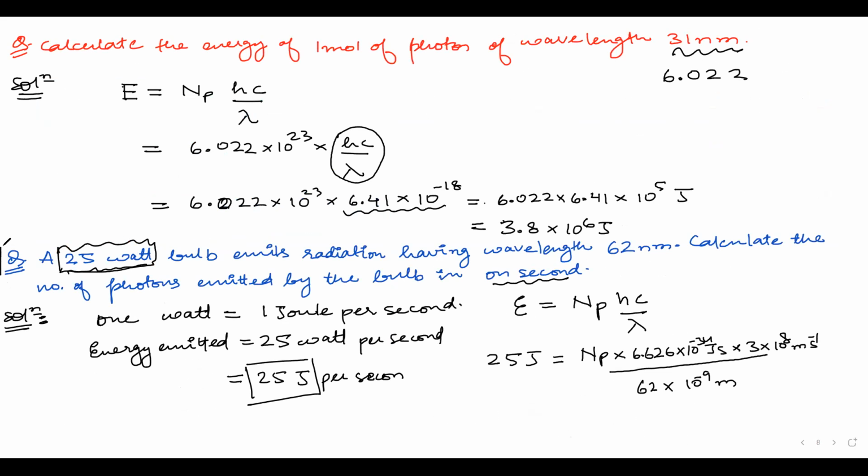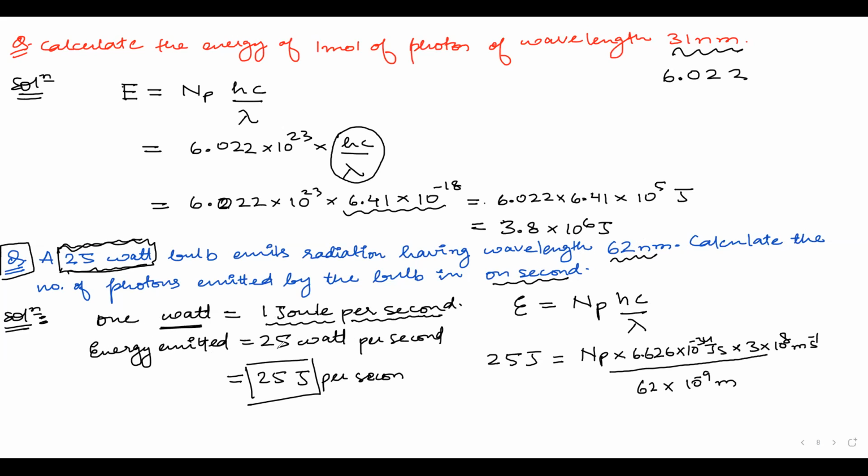A 25-watt bulb emits radiation having wavelength 62 nanometers. You understand this much? That there is a bulb which is emitting radiation of wavelength 62 nanometers. Calculate the number of photons emitted by the bulb in 1 second. So they are saying it is a 25-watt bulb. So what is 1 watt? 1 watt is equal to 1 joule per second. This is 10th class knowledge. In 10th class, we have learned about watts, right? You have the electricity chapter now. So 1 watt is equal to 1 joule per second.